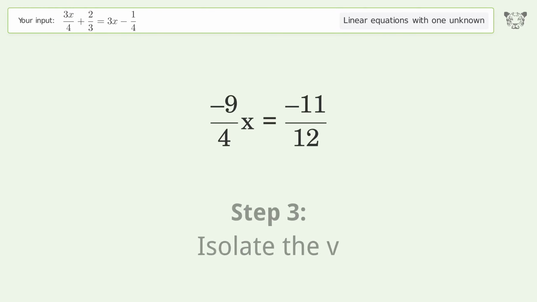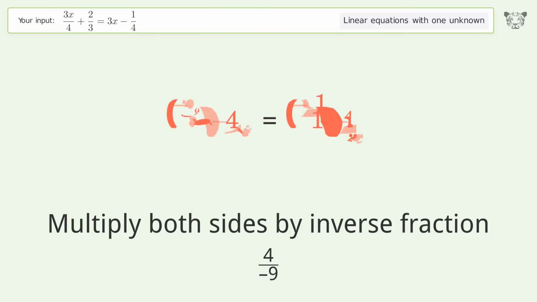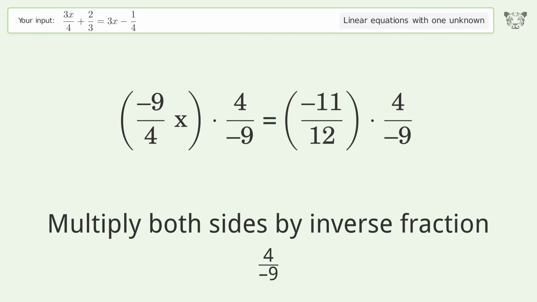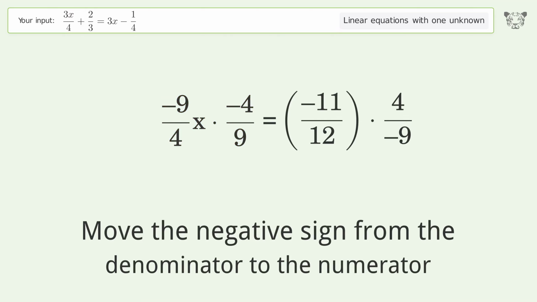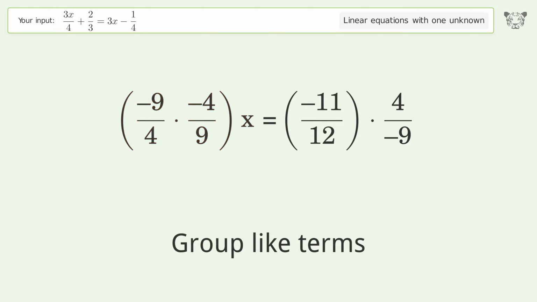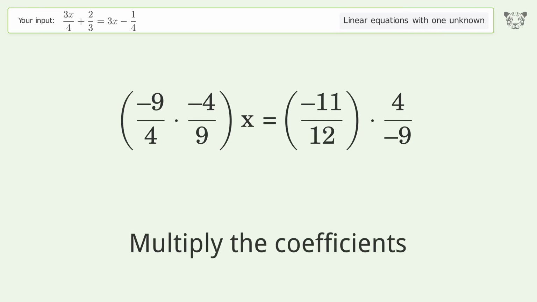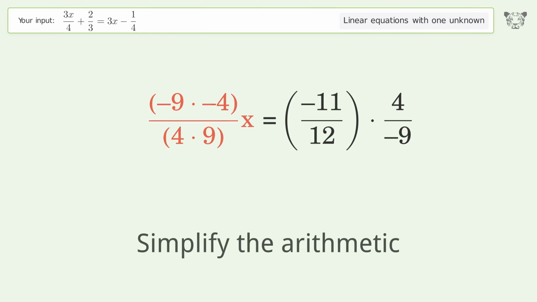Isolate the x. Multiply both sides by the inverse fraction 4 over -9. Move the negative sign from the denominator to the numerator. Group like terms. Multiply the coefficients. Simplify the arithmetic.